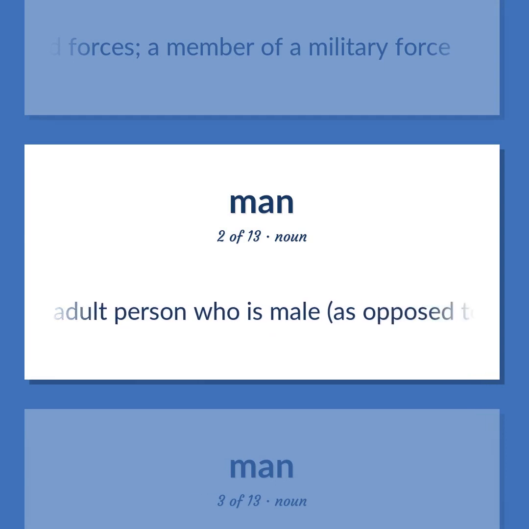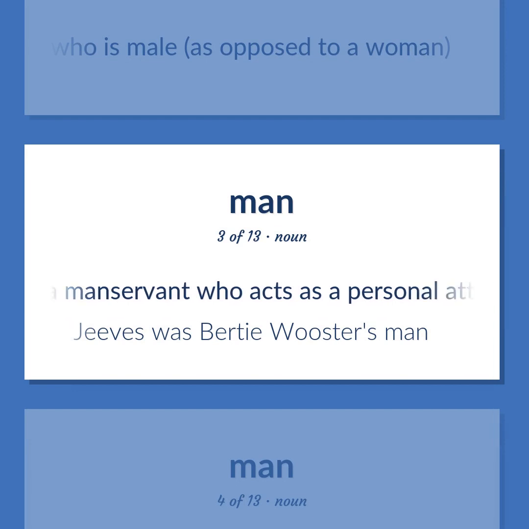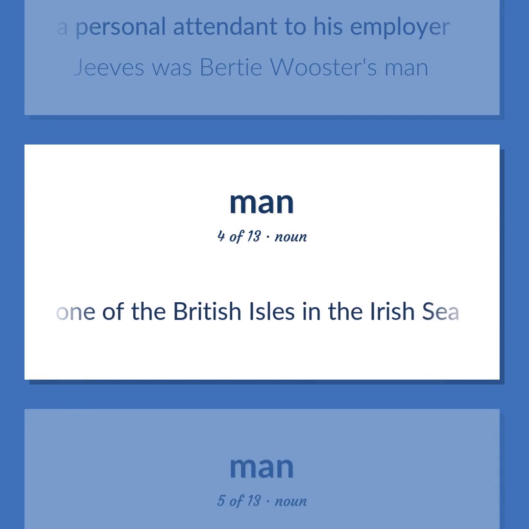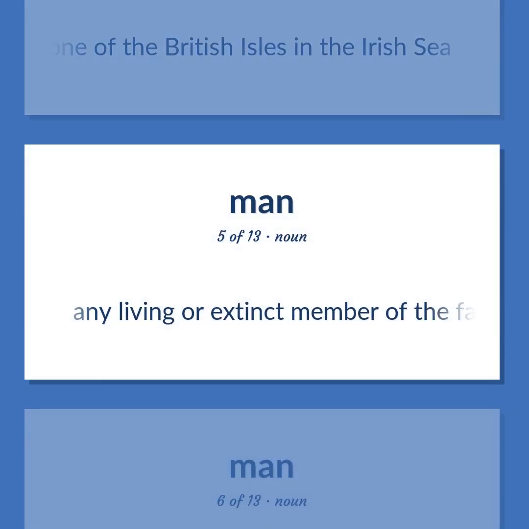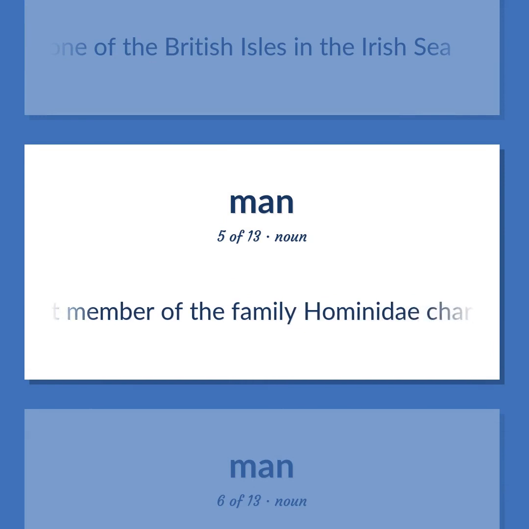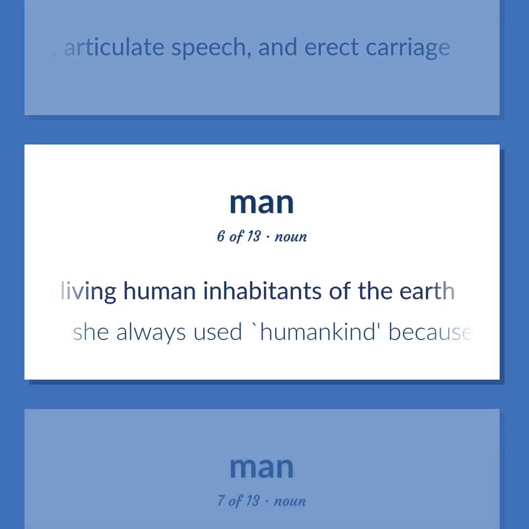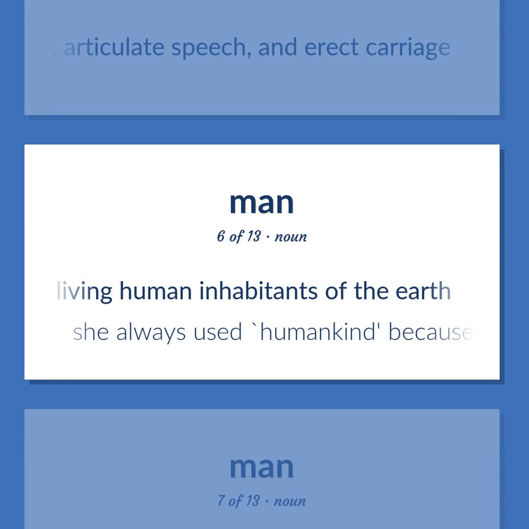An adult person who is male, as opposed to a woman. A manservant who acts as a personal attendant to his employer. Jeeves was Bertie Wooster's man. One of the British Isles in the Irish Sea. Any living or extinct member of the family Hominidae characterized by superior intelligence, articulate speech, and erect carriage. All of the living human inhabitants of the earth. She always used humankind, because mankind seemed to slight the women.